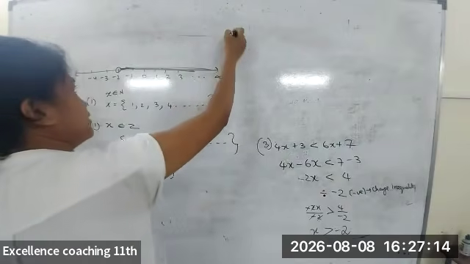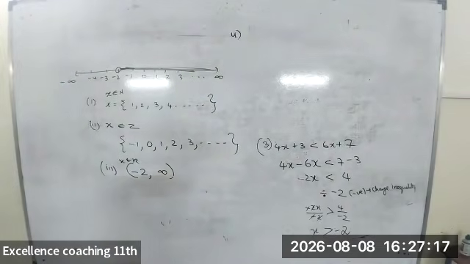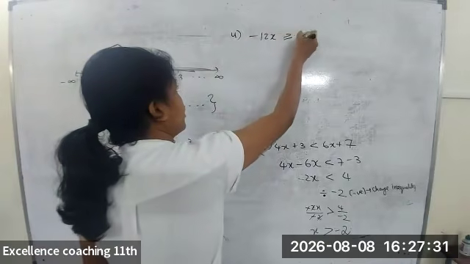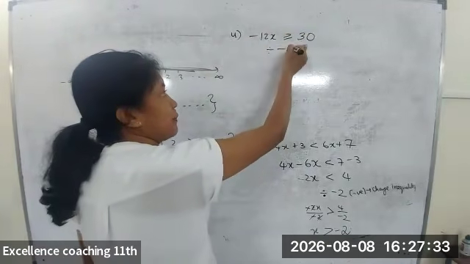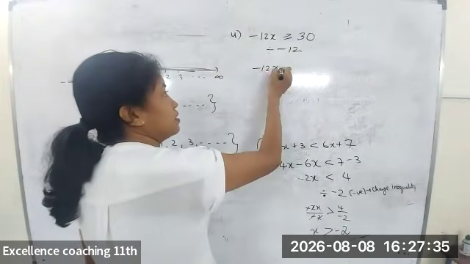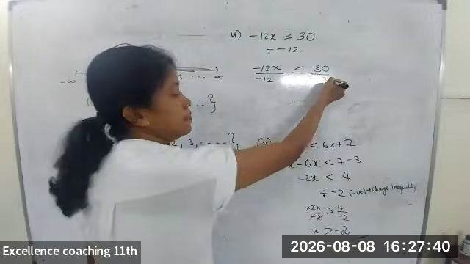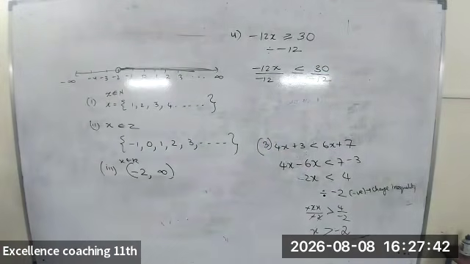Okay, do the next one then. -12x greater than or equal to 30. Already minus is there, so divide throughout by -12. So change the sign now. Change the sign, reverse the sign.